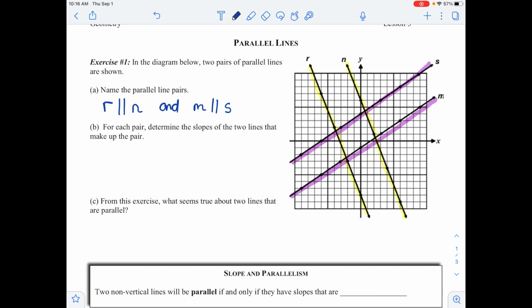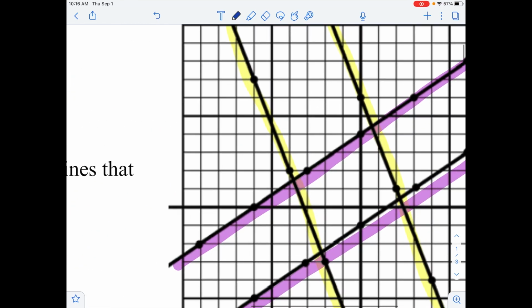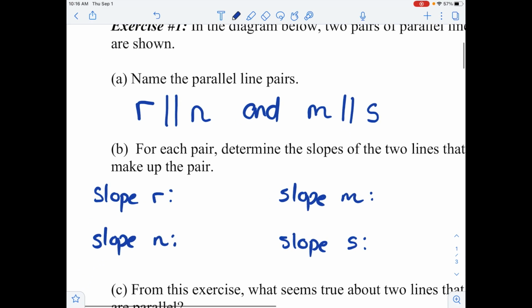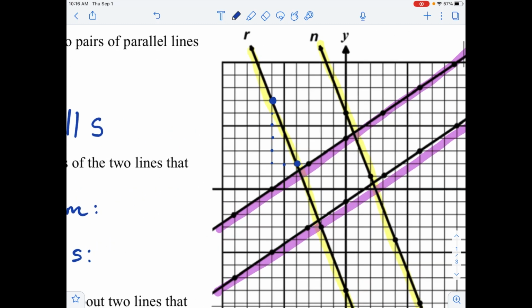It says determine the slopes of the 2 lines that make up the pair. So we're going to find the slope of R, the slope of line N, the slope of M, and the slope of S. Okay, so the slope of R. I'll start here and go to this point. So that's going to be down 1, 2, 3, 4, 5, right 2. Down 5, right 2.